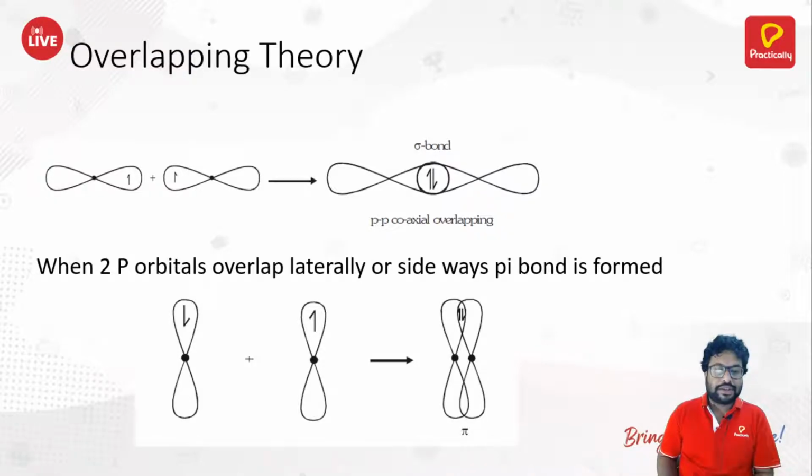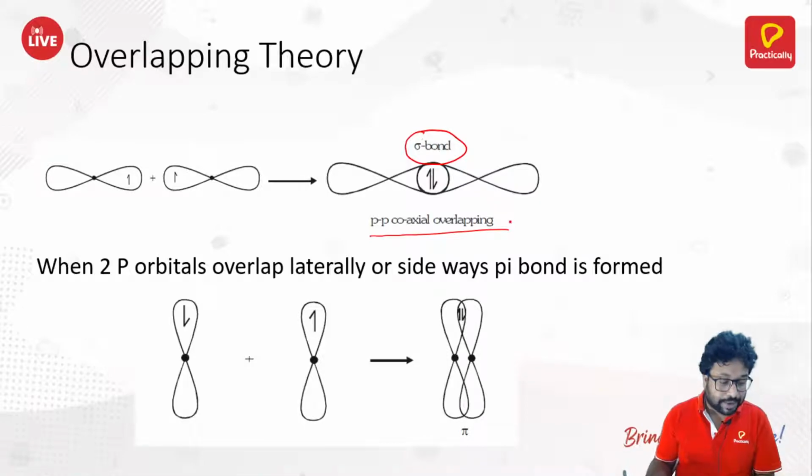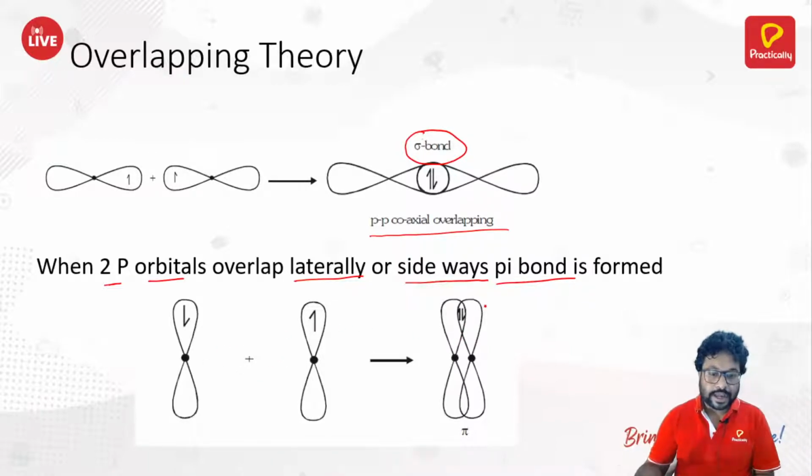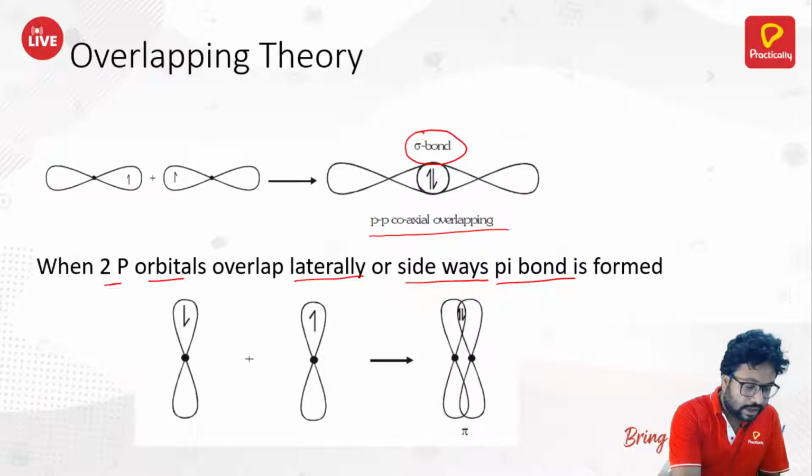So this overlapping theory is telling you how sigma bonds have been formed, which I have already told you. This has been formed by pp coaxial overlapping, right? Then you have 2p orbitals overlapping laterally or sideways to form a pi bond. You can see that here. Okay, that is how these bonds are actually formed.